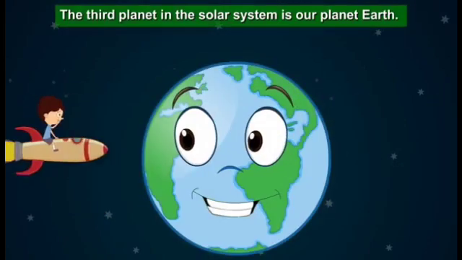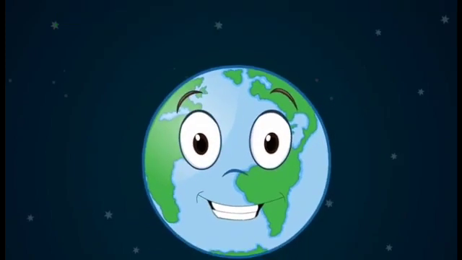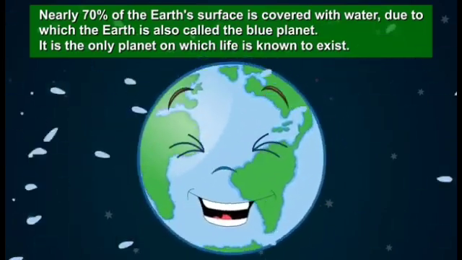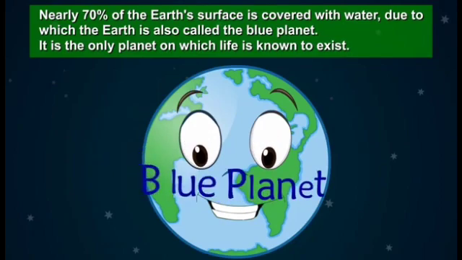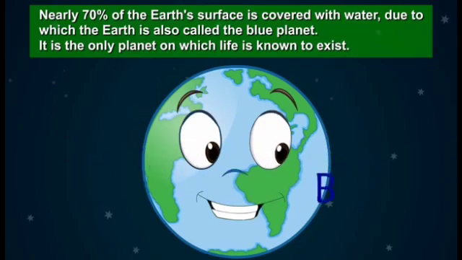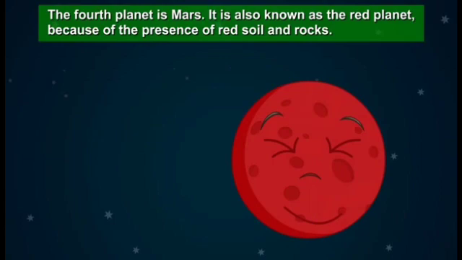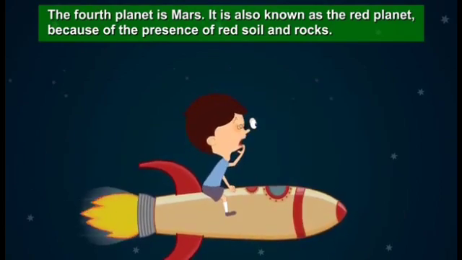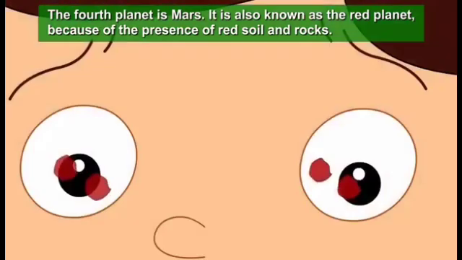The third planet in the solar system is our planet Earth. Nearly 70% of the Earth's surface is covered with water, due to which the Earth is also called the blue planet. It is the only planet on which life is known to exist. The fourth planet is Mars. It is also known as the red planet because of the presence of red soil and rocks.